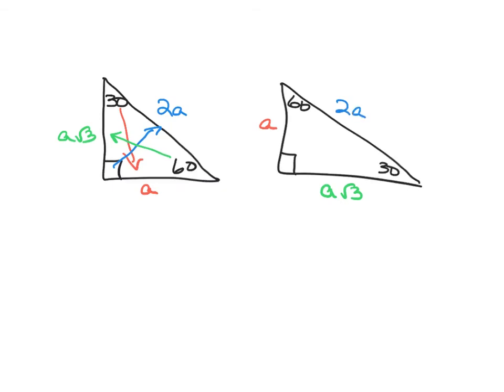Now I could also draw it backwards. Everybody with me how you can figure out where the A root 3 and the 2A are? You look for the angle across. All right. So now let's give these some values.